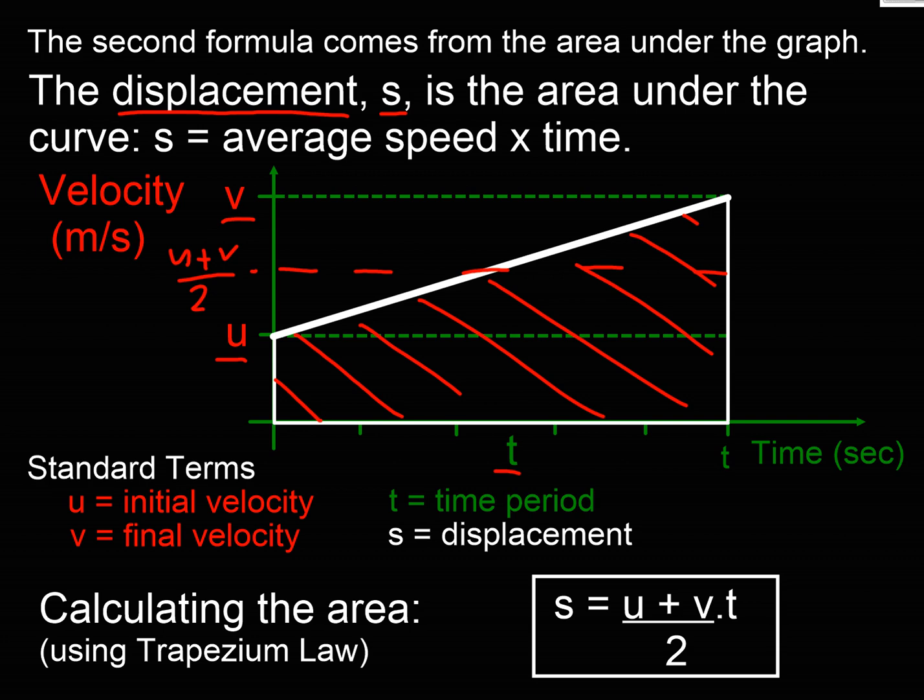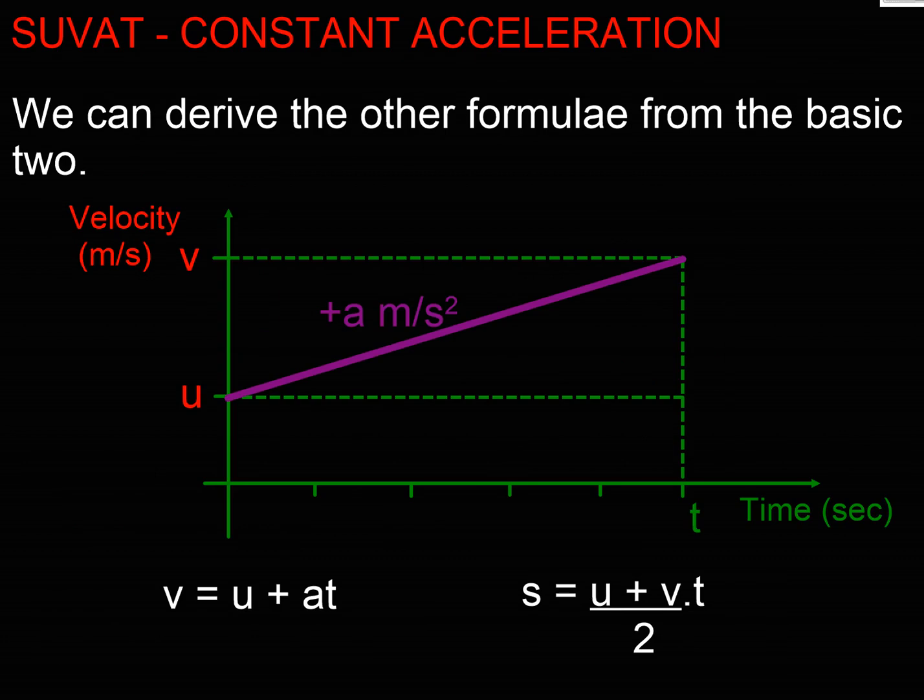Okay, so using our two basic formulae that we just created, v equals u plus at and s equals (u plus v) over 2 times t, we can create some other formulae, and they're all based on how we might use them in practice. So what if I don't know what my final velocity is? How could I find out things? What if I didn't know what my initial velocity is? What if I didn't know what my time period was? How could I find other values that I wanted to find?